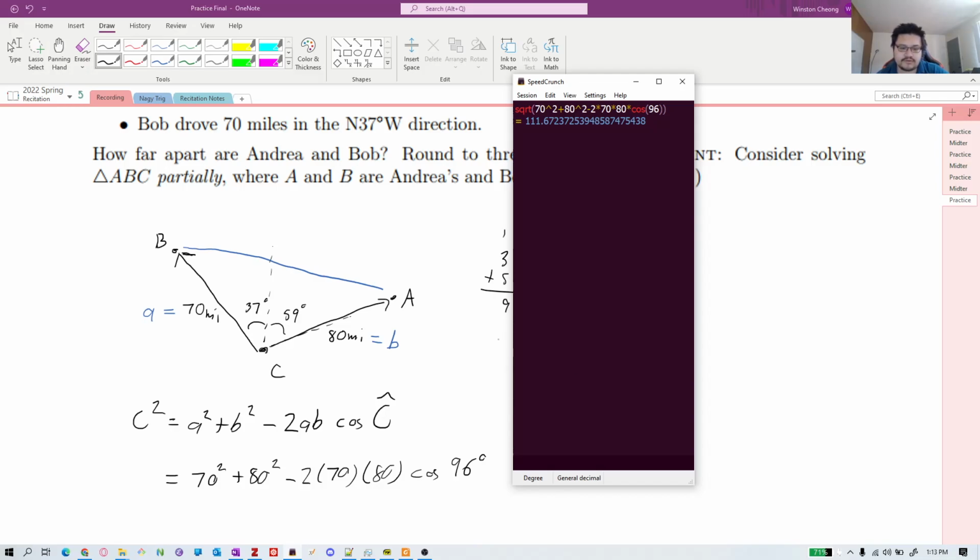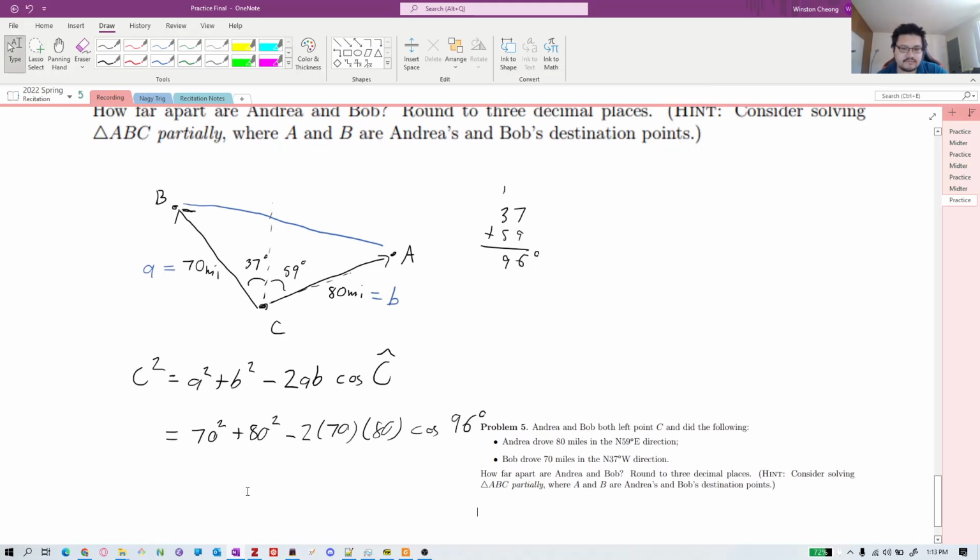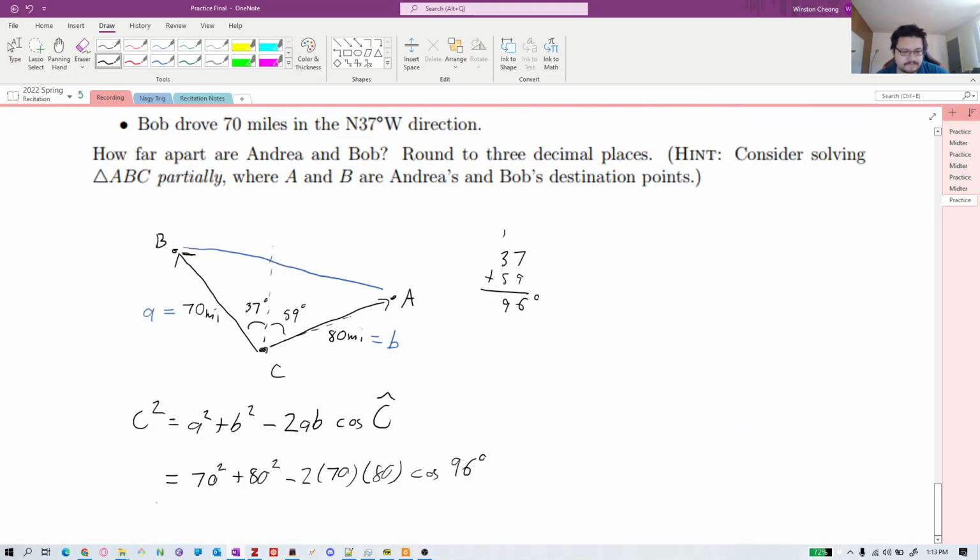So can I just copy and paste? No, I can't. Okay, well, C is equal to 116 point something. 111.6723. Round to 3 decimal places. Okay, miles, right? Because the problem is written in miles. So this answer, that's weird.